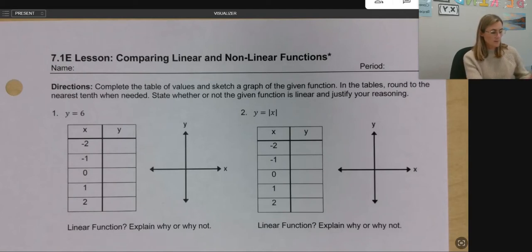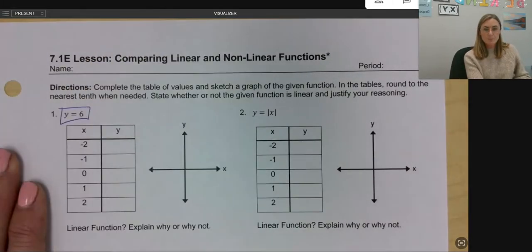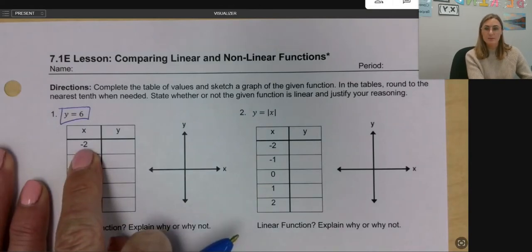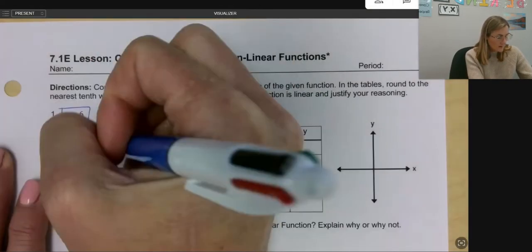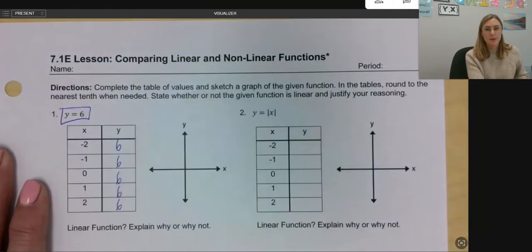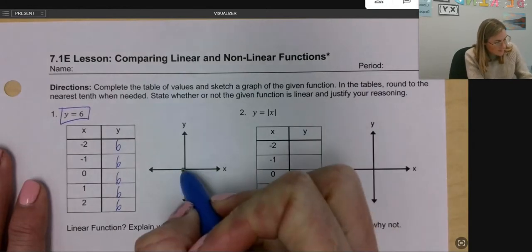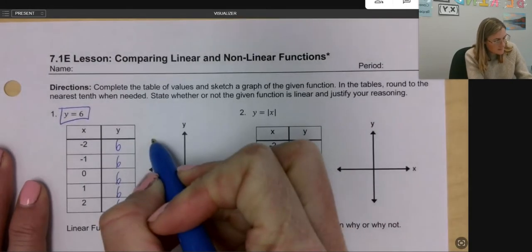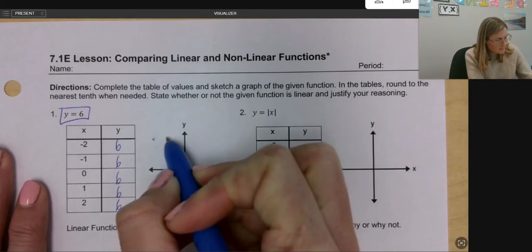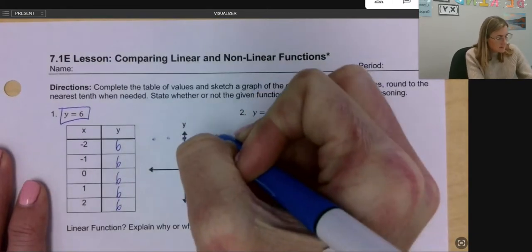So for the first one, all we're getting is y equals 6. This is kind of a throwback to module 3 and 4. It doesn't really matter what x is equal to, y is going to be 6 every single time. And then you have some points to plot. So let's say this is about (-2, 6), (-1, 6), (0, 6), (1, 6), and (2, 6).